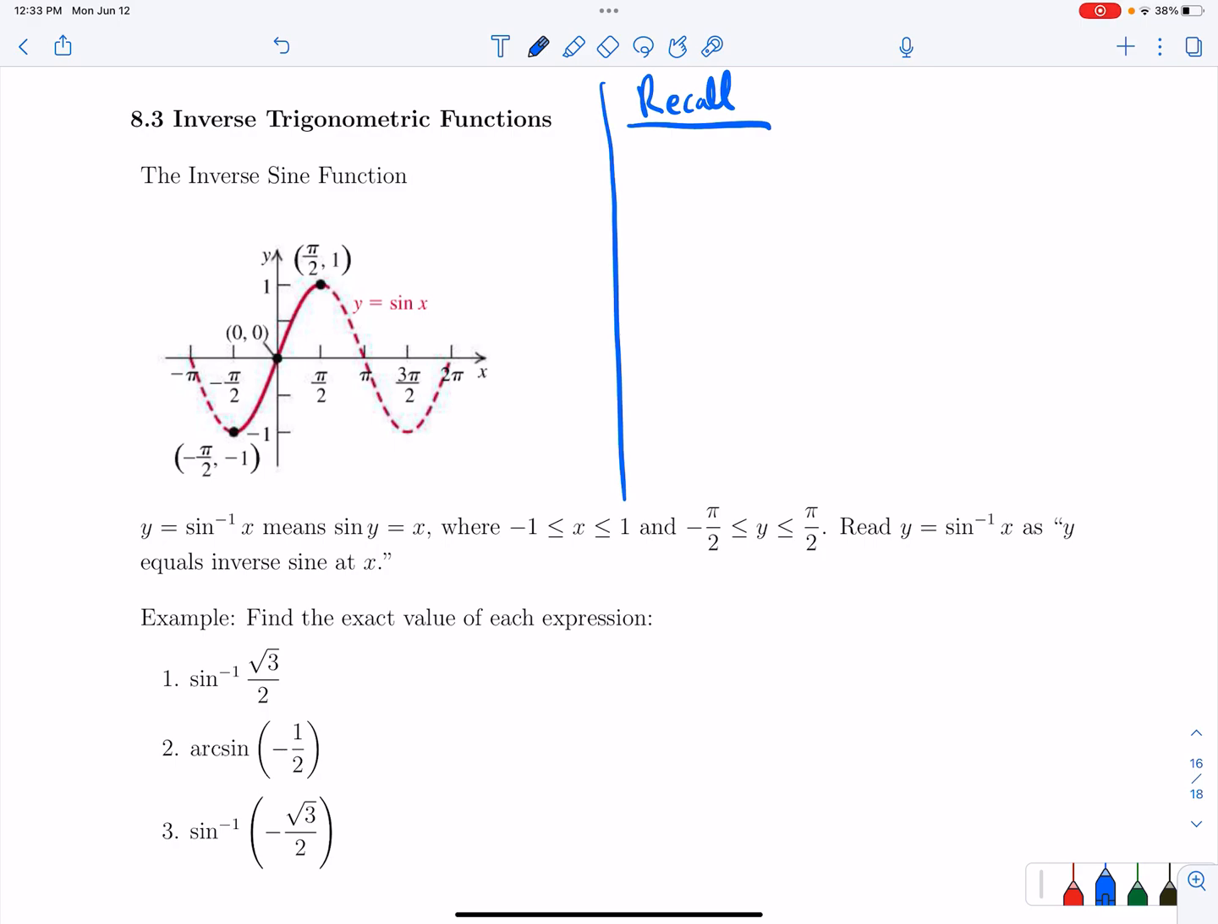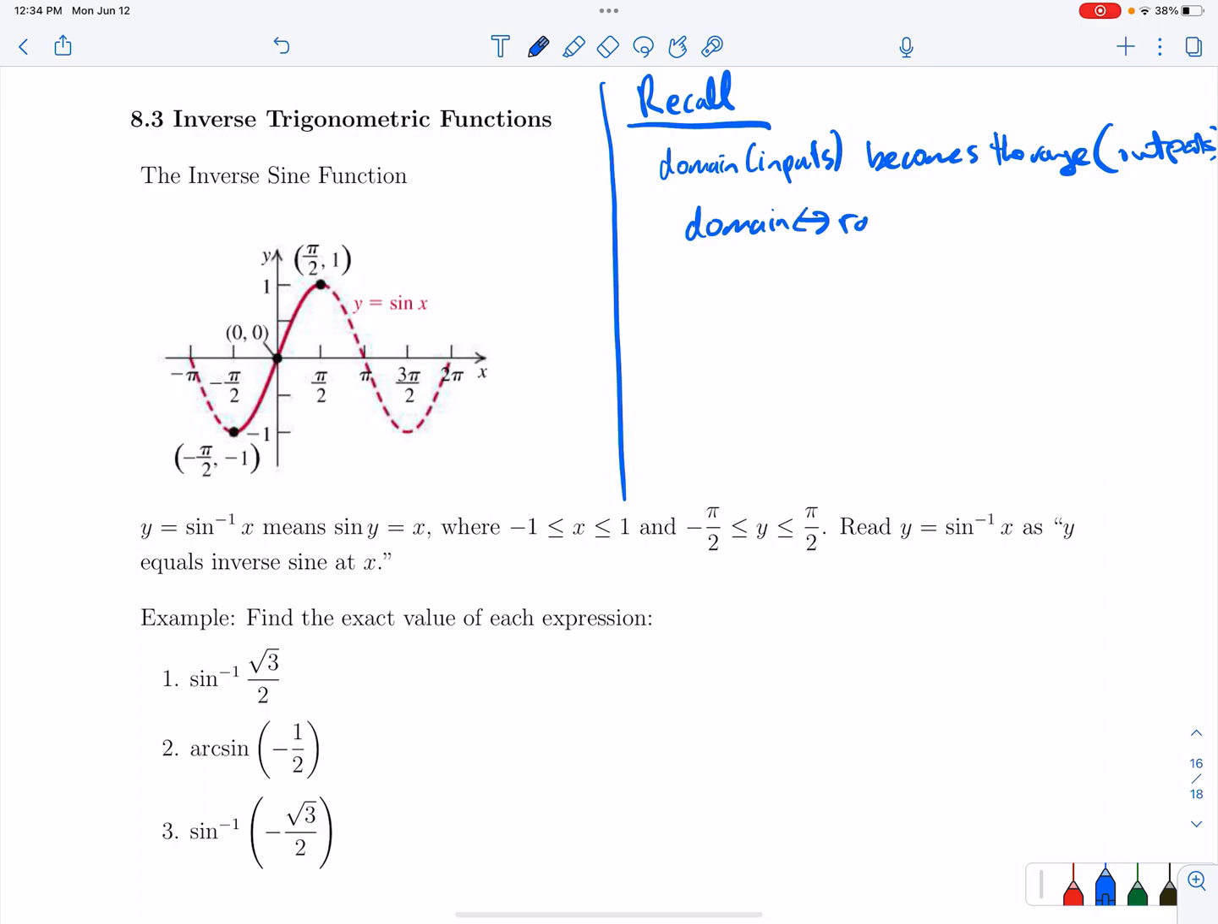So when we talk about inverses, one way to think about it is that the domain, or the inputs, becomes the range, or the outputs, and vice versa. So the domain becomes the range. I'll write it with arrows. The domain and the range swap.